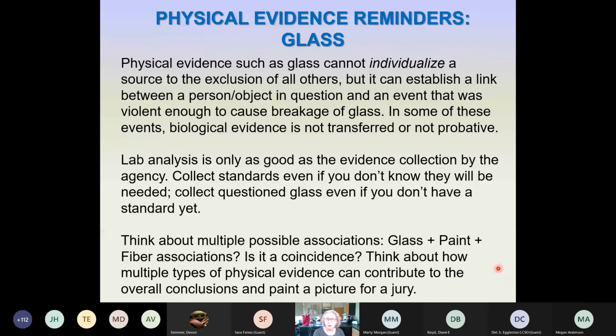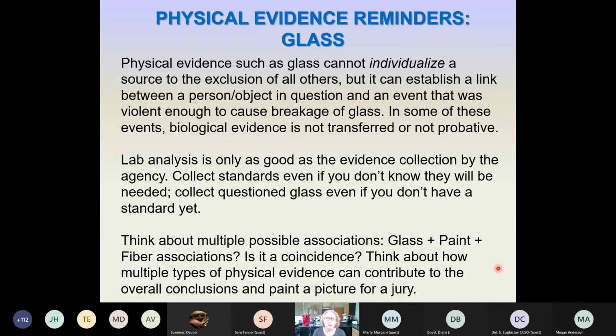And in the cases that we work in glass and paint, in many of those situations, biological evidence is either not transferred or it's not probative. So think of that physical evidence as the second side of what your lab can do for you. But our results are only as good as the evidence that you collect at the scene. So we do ask that you think about collecting those standards, even if you don't know they will be used later, and collect question glass, even if you don't have a standard yet to compare it to.